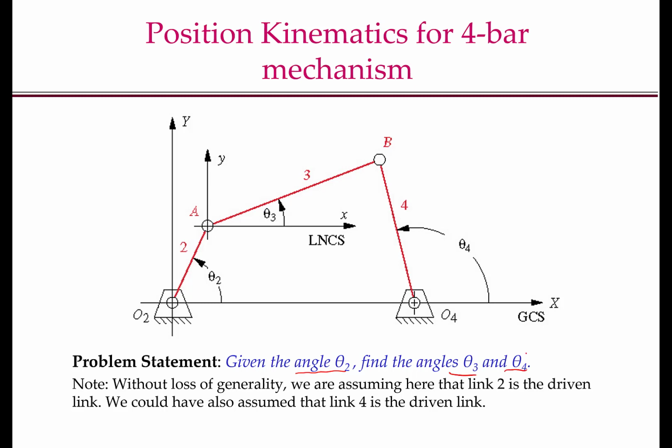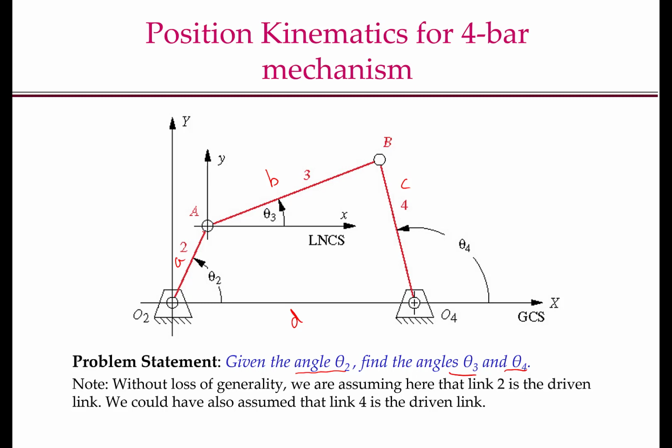Here, without loss of generality, we assume that link 2 is the driven link. In other words, we know the angle θ2. Furthermore, the link lengths A, B, C, D are assumed to be given. The angles θ2, θ3 and θ4 are defined as shown in the picture here.